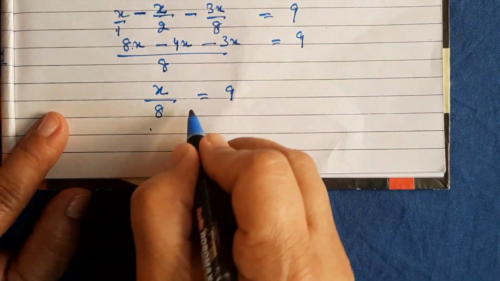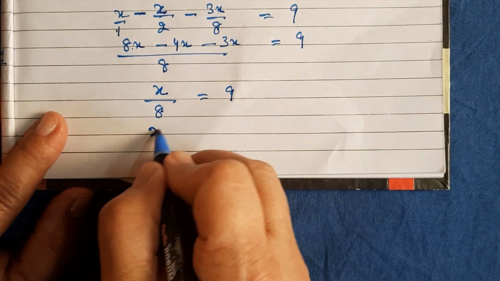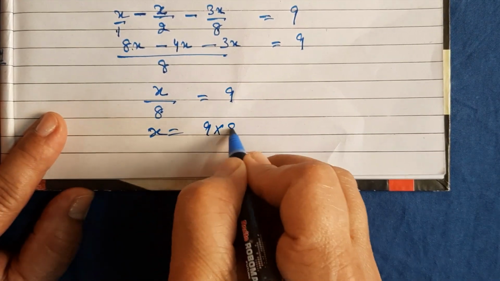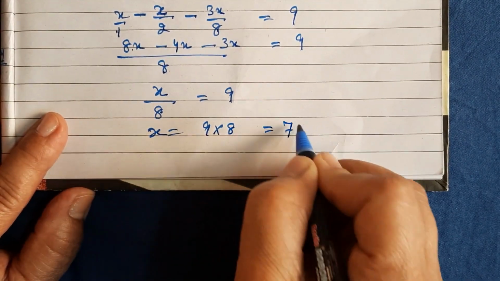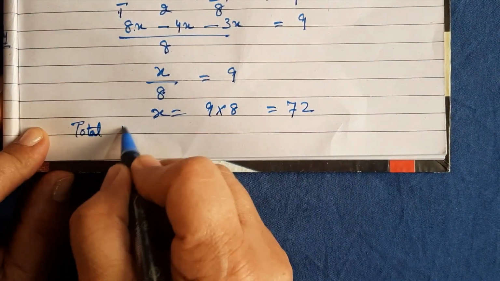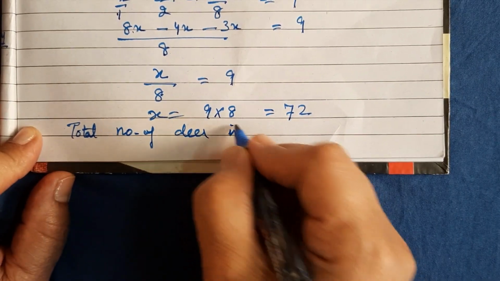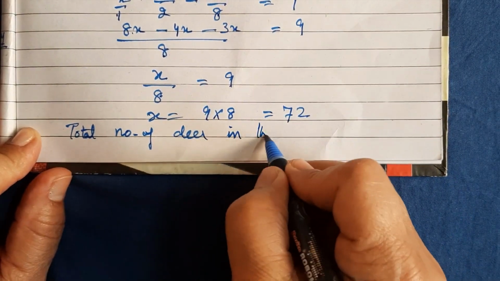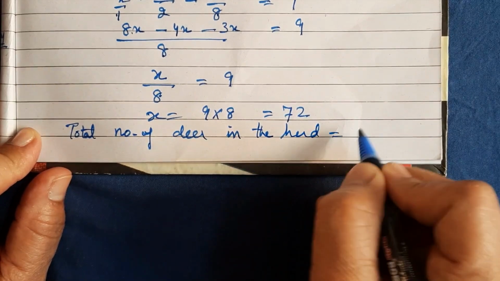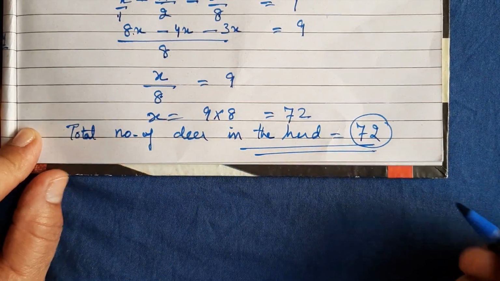Cross multiply, or shift this 8. 8 is divided here, on the right hand side it is multiplied. So x is equal to 9 into 8, which is equal to 72, which means the total number of deer in the herd is equal to 72. So this is the total number of deer.